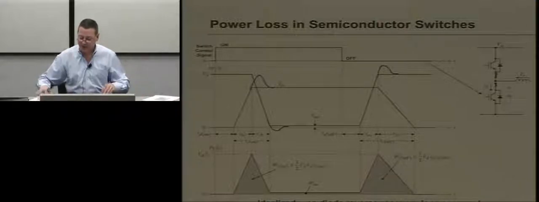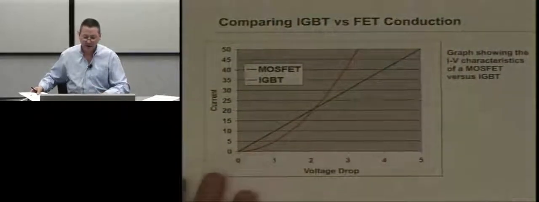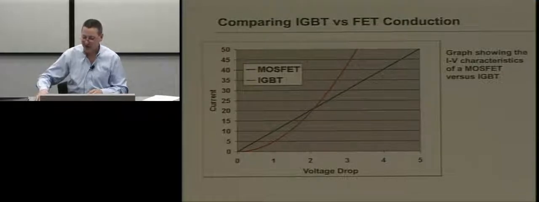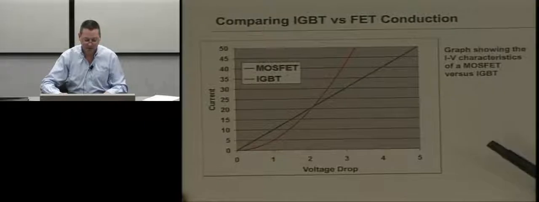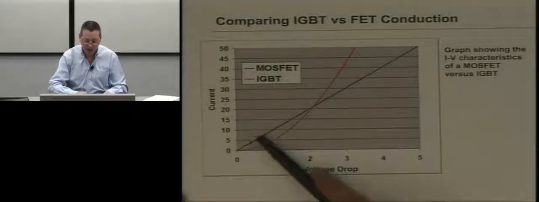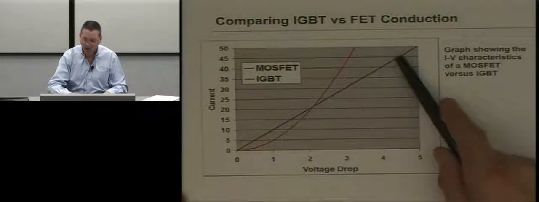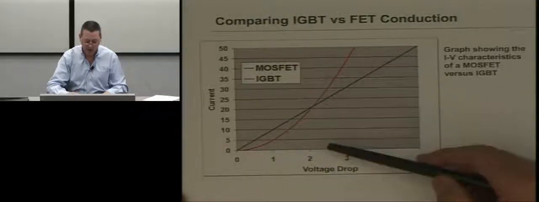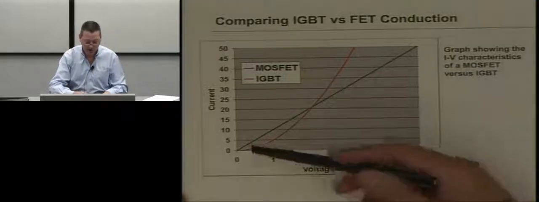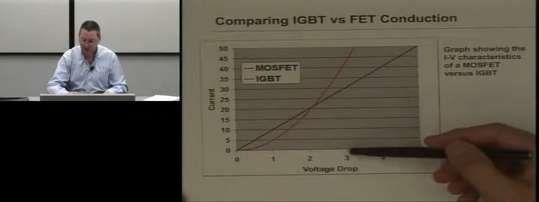So one of the questions might be, why use an IGBT at all? Why not just use a FET? Because you've got all these problems with minority carriers. It's not a very ideal device, and one of the reasons is that a FET has a linear characteristic in terms of its output, it behaves like a resistor. So as you increase current, the voltage across it linearly increases.